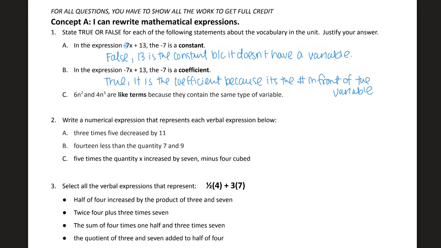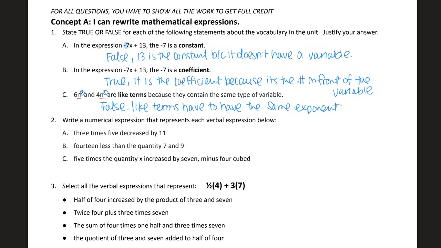All right, the next question says that 6n squared and 4n cubed, or 6n to the second power and 4n to the third power, are like terms because they contain the same type of variable. While they do contain the same type of variable, they're both n's, if we look at their exponents, they're different. Remember that in order to be like terms, you have to have the same variable and the same exponent. Therefore, these are not like terms. So this is going to be false. They're not like terms because they have different exponents.